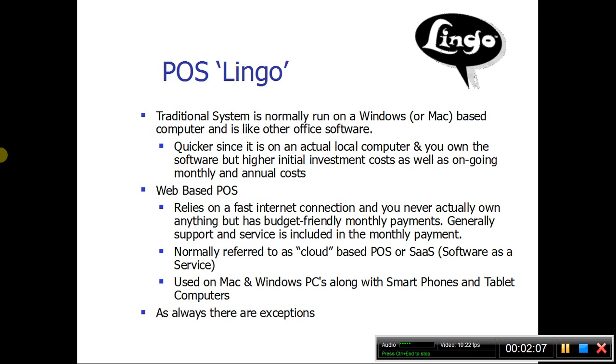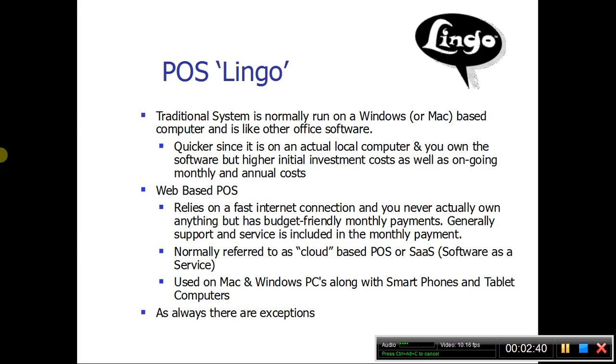The disadvantage for some folks is that there are much higher initial investment costs as well as some ongoing monthly and annual costs. To give you a general idea, a computer-based point-of-sale system is going to run realistically about $4,000 to $12,000. And then you're going to have ongoing monthly fees that could be as little as about $30 a month to as much as maybe $300 a month, depending on which solution you go with.